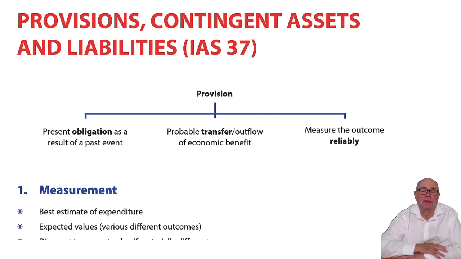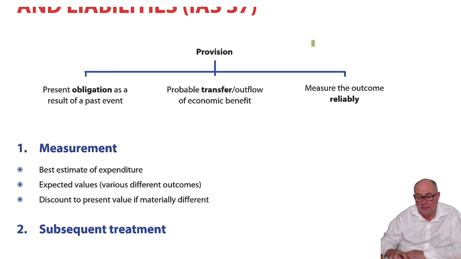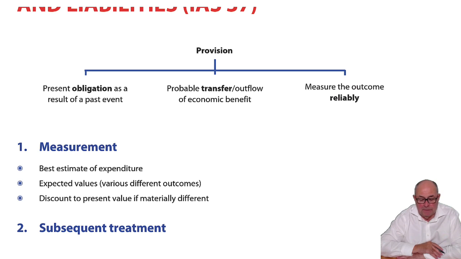So, as a result of IAS 37, provisions must now be set up only in certain circumstances. Remember that the word is only associated with liabilities. So, there is no such thing as a provision for bad debts. That's called an allowance for bad debts. So this is only liability accounting. Here we've got the criteria for setting up the provision in the first place.